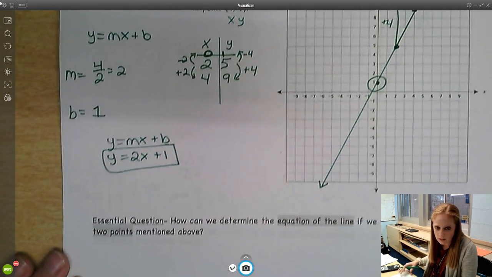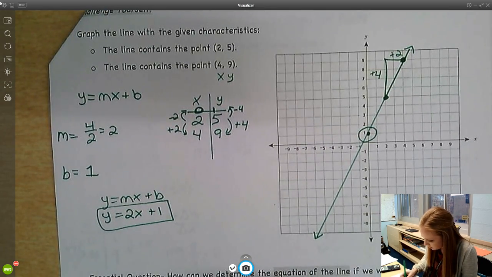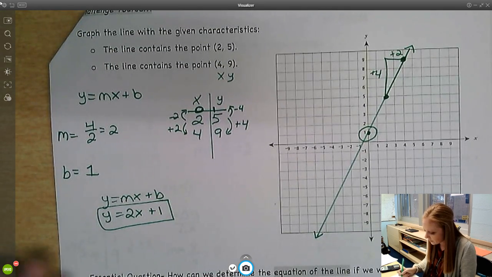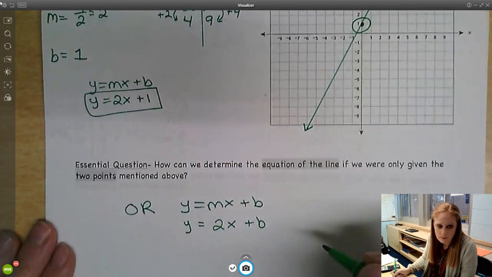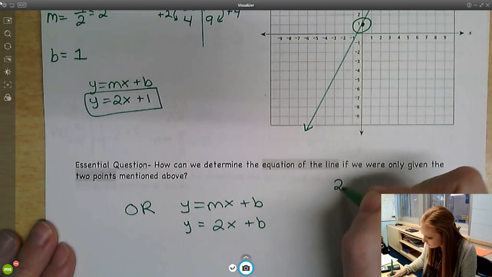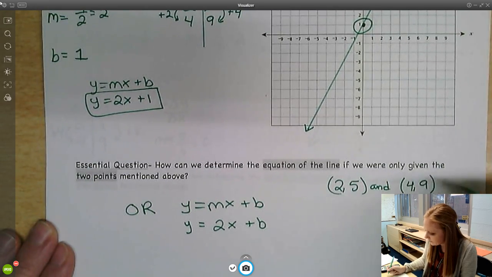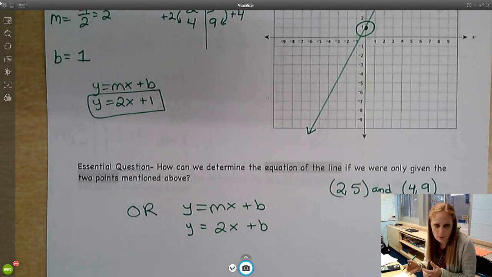Okay, I'm also going to show you real quick another way that you could have done it. So we'll just write or. We had y equals mx plus b. Once you found out that the slope was 2, we could plug that in. And then we also could plug in an x and a y. So I'm just going to write our points again off to the side. They gave us 2, 5, and they gave us 4, 9. You can pick whichever x and y you want and plug them in as long as it's a matching pair.